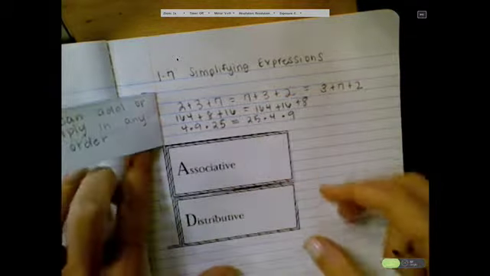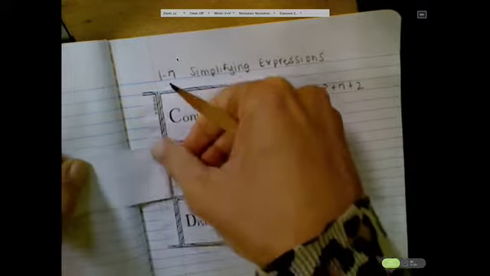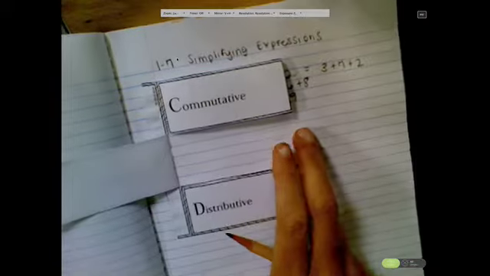So that's an example of how using the commutative property, or moving around your terms, can help make simplifying easier. Okay, let's move on to associative property. So if you'll flip back associative property.